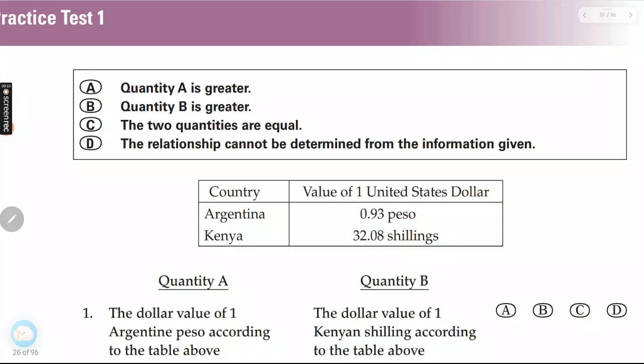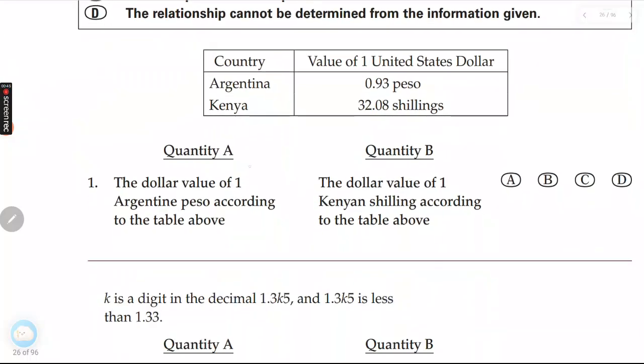You get dollar at a lesser value. Argentinians pay with peso, you get dollar at a lesser value, right? With Kenya, you get dollar at a higher value. That means peso is stronger than shilling. Is that not? No need of wasting time. So we go for A and move on.